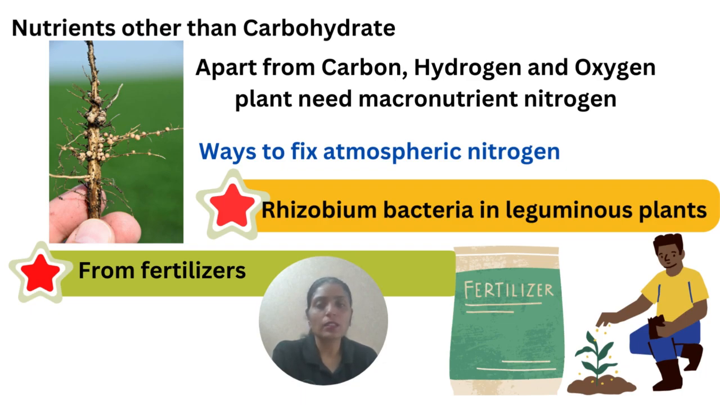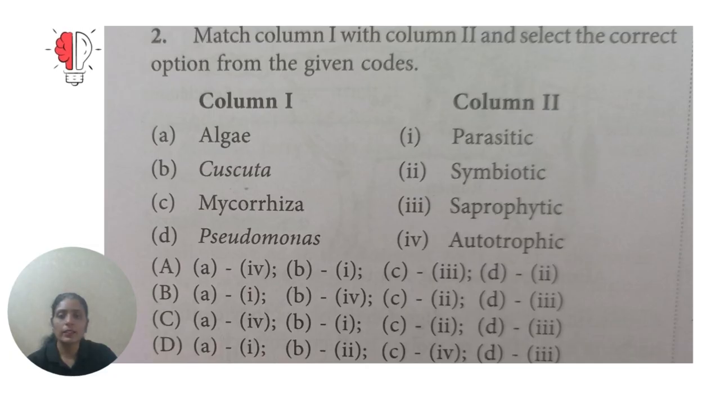The other way is the fertilizers which the farmers give to the plant. By that, the nutrient nitrogen is absorbed from the soil. Okay, let's discuss some questions. So I have taken a few questions from the MTG book.